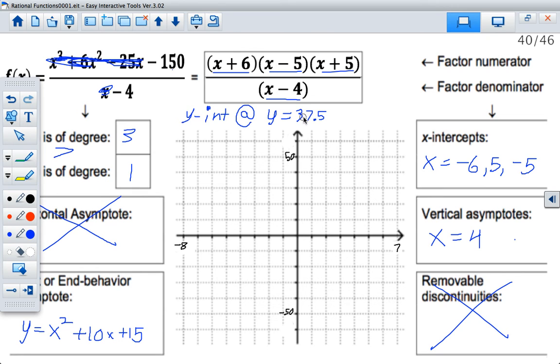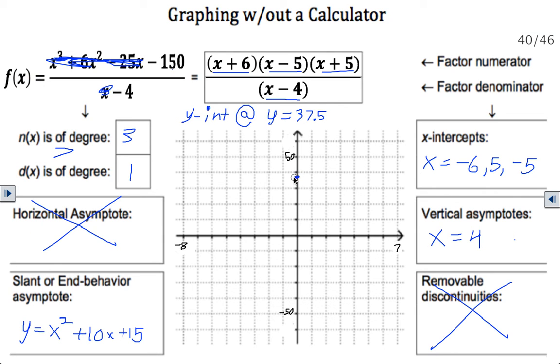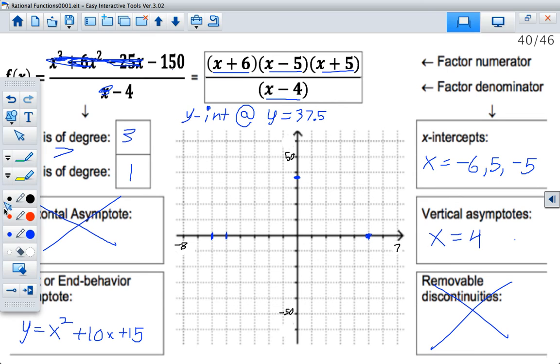My y-intercept is at 37.5, so 10, 20, 30, excuse me, about right there is my y-intercept. X-intercepts at -6, so right here. At -5, right here, and then +5. 1, 2, 3, 4, 5, right here. Okay. I have a vertical asymptote at 4.